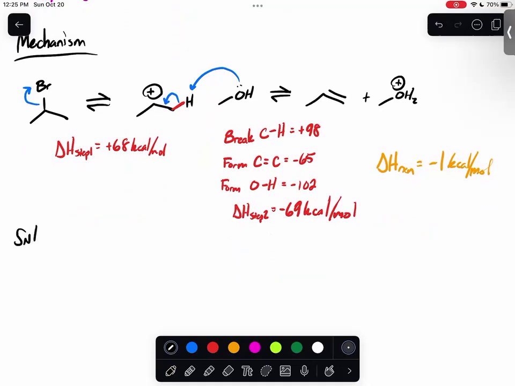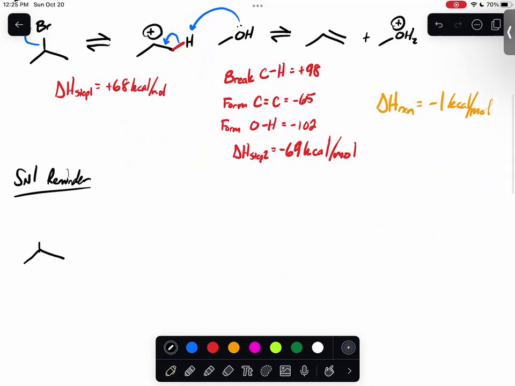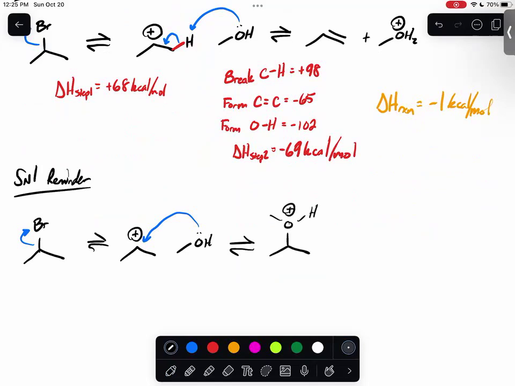So a reminder of what we saw in our SN1 reaction was that first step was the exact same, where the bromine left, and then the second step required us to form the bond between the oxygen and that carbon. And then the last step was enthalpically zero because it's just an acid-base reaction between the solvent and the actual molecule itself.